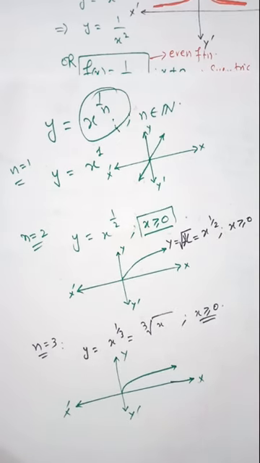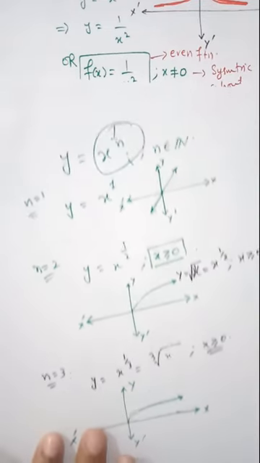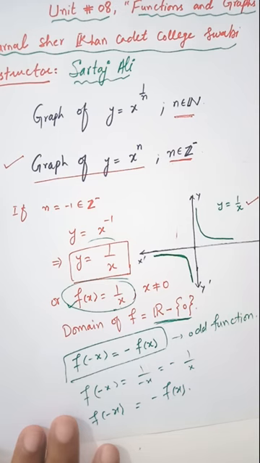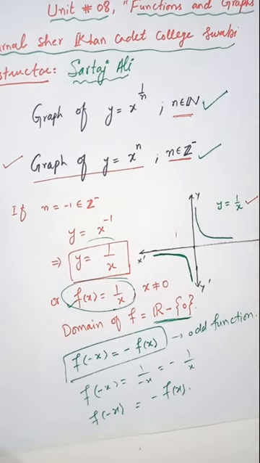Okay, so this is all about the graphs of y equal to x power n when n is negative. We discussed this and we also discussed this. Okay, thank you.